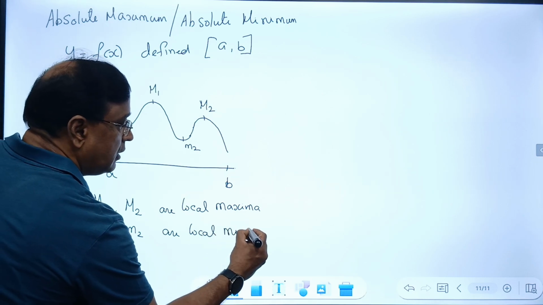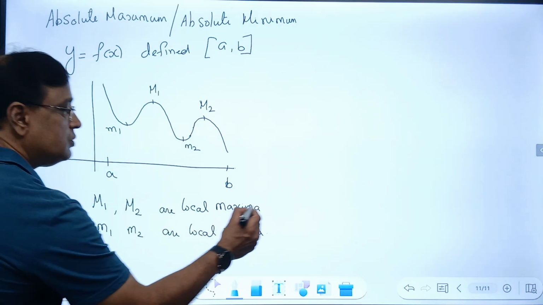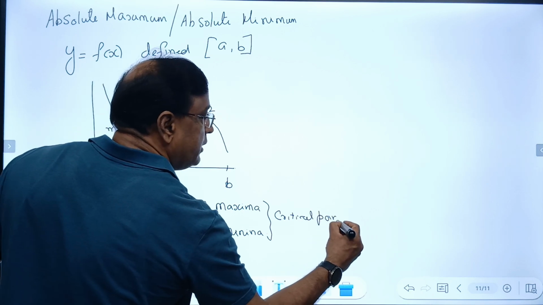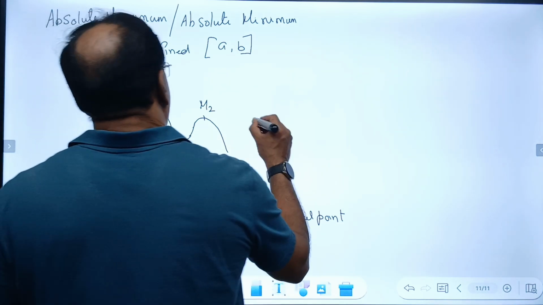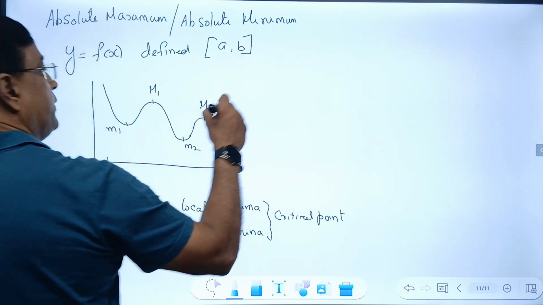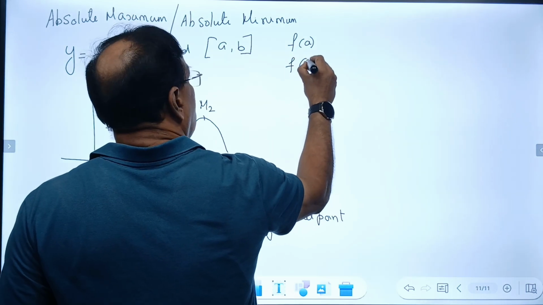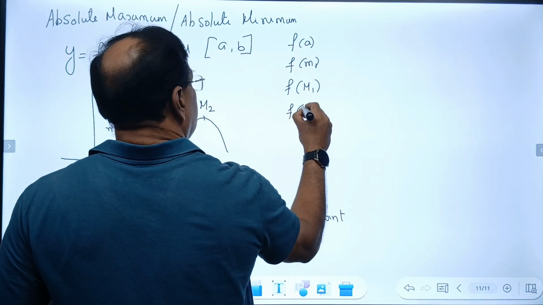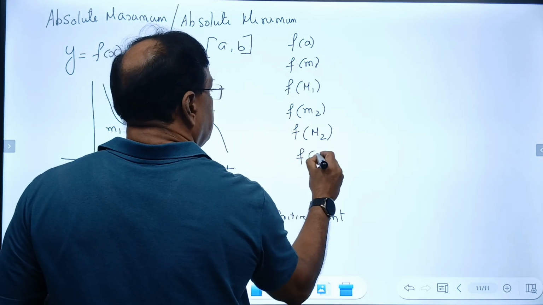Why? This is where your dy by dx is equal to 0. And these are also called critical points. What is the critical point? Critical point is the point where dy by dx is 0. Okay, so I have got all the points. Now, after that, I take all these points and substitute in f of x. So first I will find f of a, then I will find f of small m1, then f of capital M1, then f of small m2, then f of capital M2, then f of b.